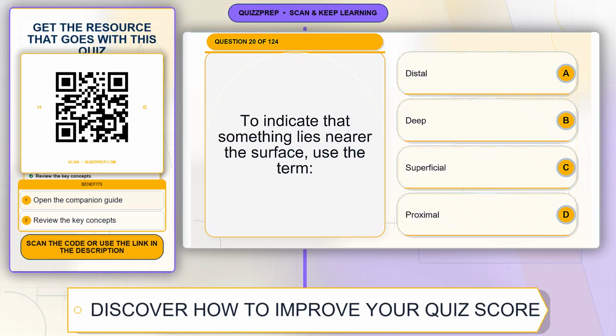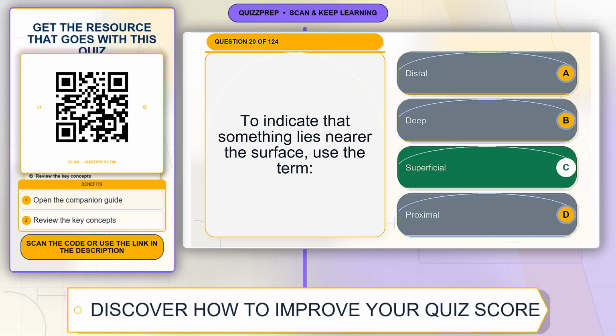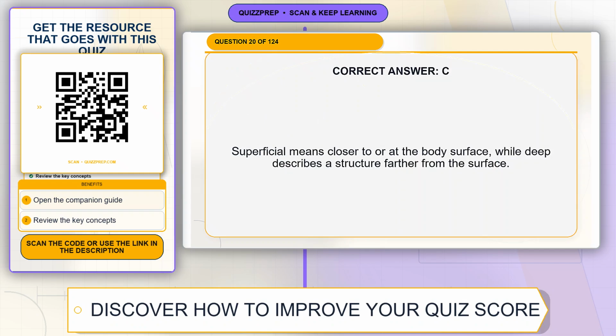Question 20. To indicate that something lies nearer the surface, use the term Option A, distal. Option B, deep. Option C, superficial. Option D, proximal. The correct answer is Option C, superficial. Explanation. Superficial means closer to or at the body surface, while deep describes a structure farther from the surface.